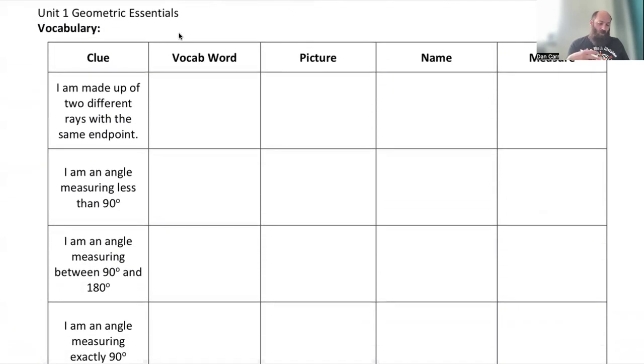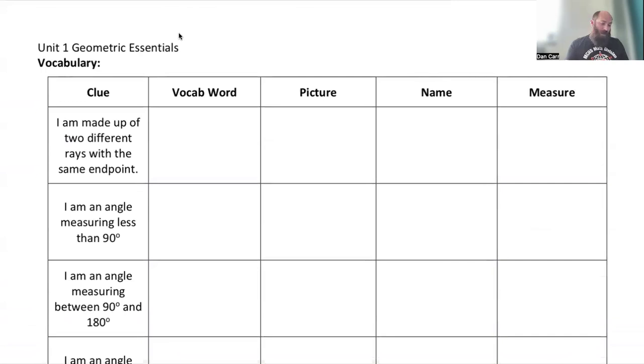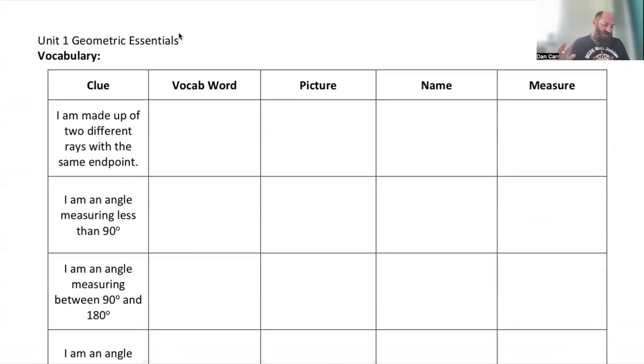Before we end this, I want to go over a little bit more vocab. So now we're going to talk about angles. I am made up of two different rays with the same endpoint. So if I draw, let me go to the picture first. So here's a ray here. Here's another ray here. This is what's called an angle. Okay. So an angle has two different rays with the same endpoint.